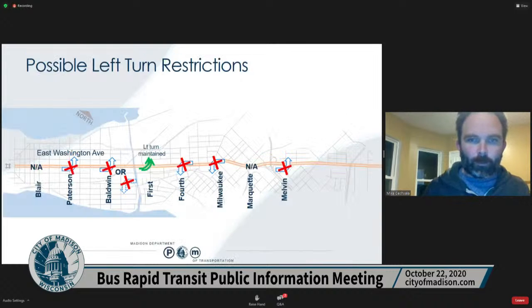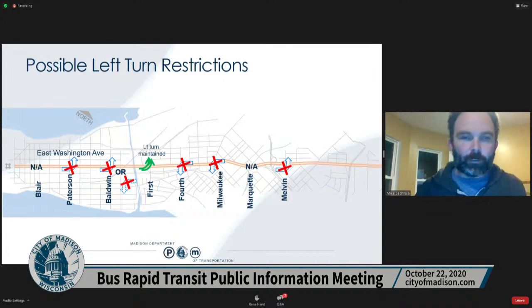Okay, so these are the left turns at the stations on East Washington. So again, at Patterson, these are the stations. So Patterson and Baldwin, we're looking at potentially eliminating the eastbound left turns. Although again, this plan is somewhat fluid. For example, we could eliminate the westbound left turn lane instead. Westbound left at 4th, westbound left at Milwaukee, and the eastbound left at Melvin Court.